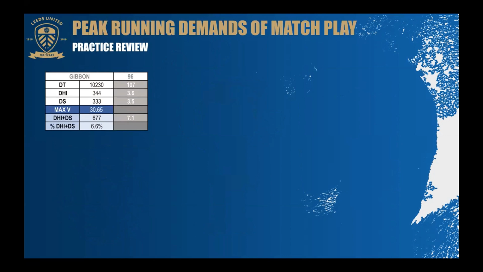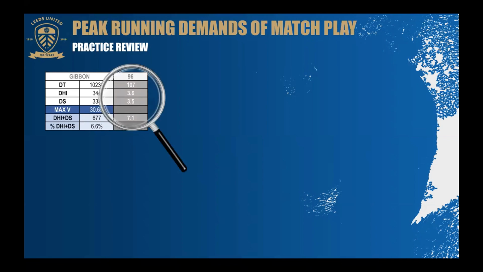Which led us to this. This is an example of an under-18 GPS match report. Not too dissimilar to what you've seen before or what you may have used before. So you've got the total distance, high speed distance, sprint distance, max velocity values on the left-hand side in the white. They're obviously absolute values, and then you've got a relative value on the right-hand side in meters per minute.